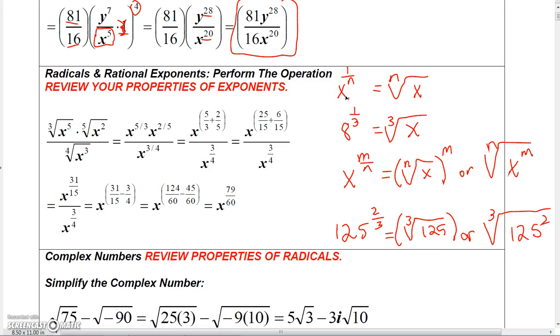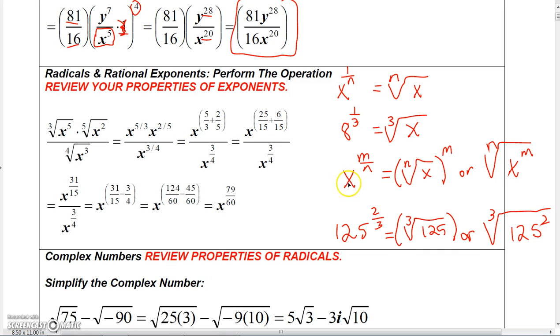I'm also going to do an example involving rational exponents and radicals, but before I do, let me show you a couple of properties. Anytime you have a base like x raised to the 1 over n power, that's equal to the nth root of x. So for example, if you had 8 to the 1/3 power, that would be the same as the cube root of 8. I'm sorry, I put x there. I meant to put 8. Okay, so that should be an 8.